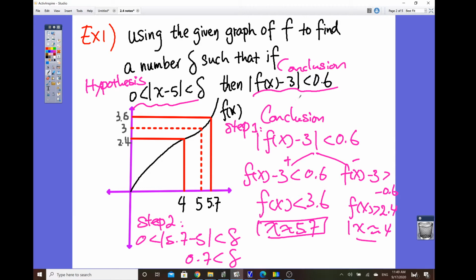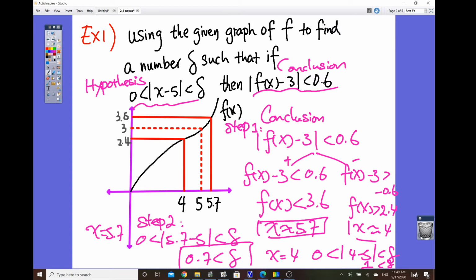We also need to find the other value, so let's see what happens at f of 4. That one was for x equals 5.7, and for x equals 4, 0 is less than the absolute value of 4 minus 5, which is less than delta. That means delta is greater than 1. Anytime you want to find the value of delta, you always want to choose the smallest decimal. So we choose this one: delta is about 0.7. Okay, that's the solution.